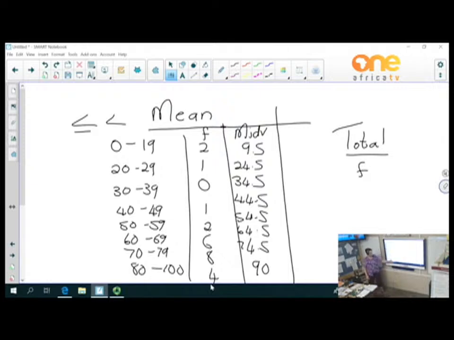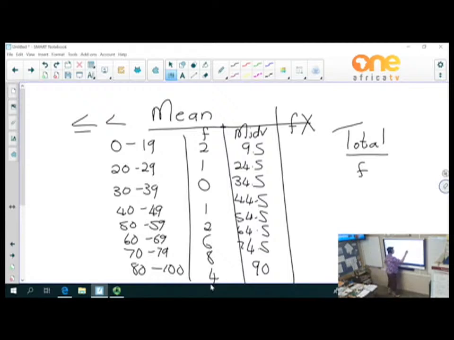So Joshua, they don't need to be the same. It can be different ones there. Then we make another new column which we call FX. And FX is then the mid value times the frequency. Come, so let's quickly get that.